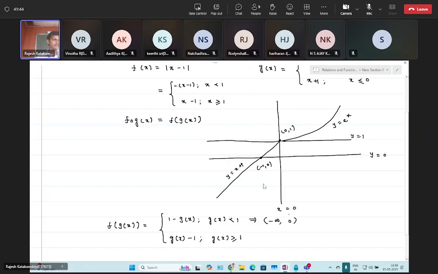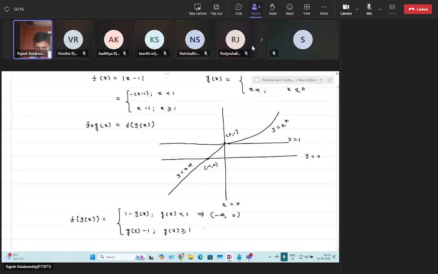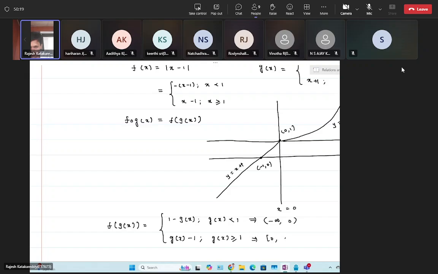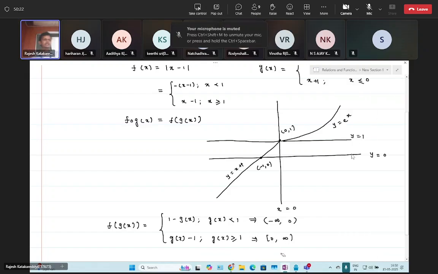Clear? Understood? Right, now when is g of x greater than or equal to 1? In that case, you should identify the portion which is lying above the line y equals 1. Now, this is the portion which lies above the y equals 1 line. It lies on the right side of the axis, greater than 0. This implies I should write 0 to infinity, open bracket. Clear? Understood this one? Any doubt in this?